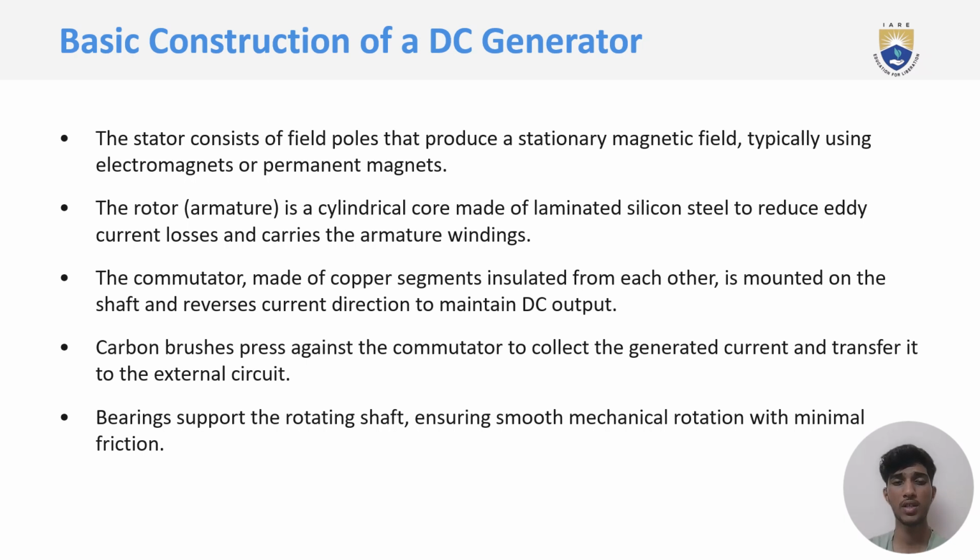The commutator is attached to the rotating shaft and helps convert alternating current into direct current. Carbon brushes maintain contact with the commutator and transfer the generated electricity to the external circuit. Bearings support the rotating shaft and ensure smooth mechanical motion.